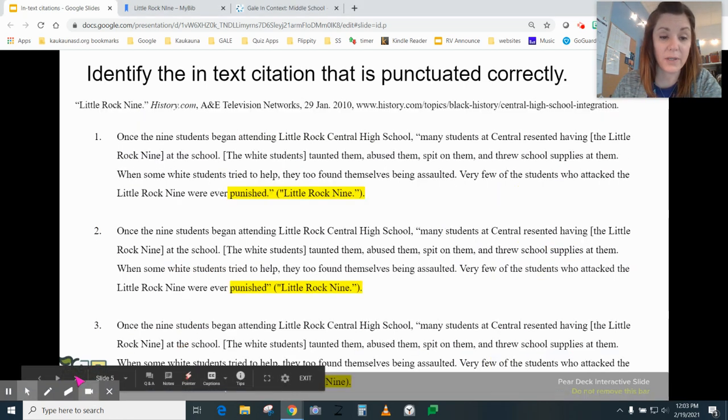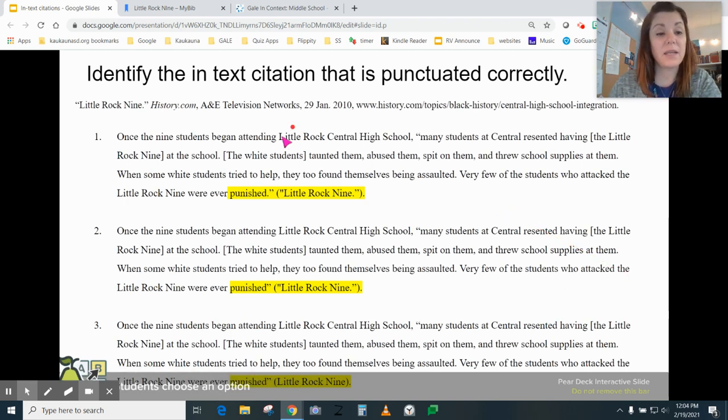Okay, here's another quiz. This one, the works cited does not have an author name. It's the title of the article, "Little Rock 9." And you'll notice it's quote, Little Rock 9, period, quote. So that is what I would use for my in-text citation. That's the title of the article.